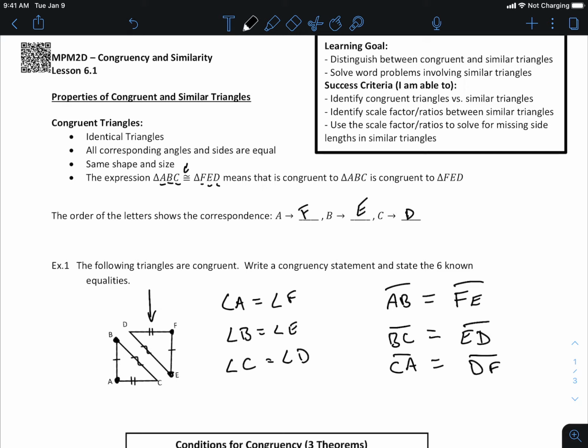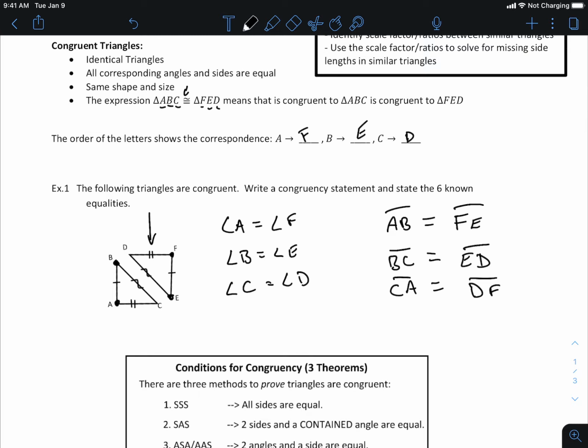I'm not too worried about this. This is kind of just a formal thing, right? Because down here we're saying triangle ABC, here's where the squiggly comes in, is congruent to triangle FED.